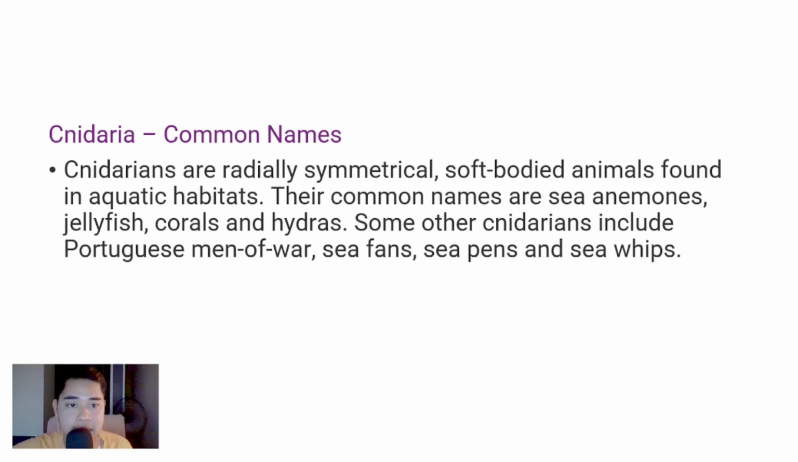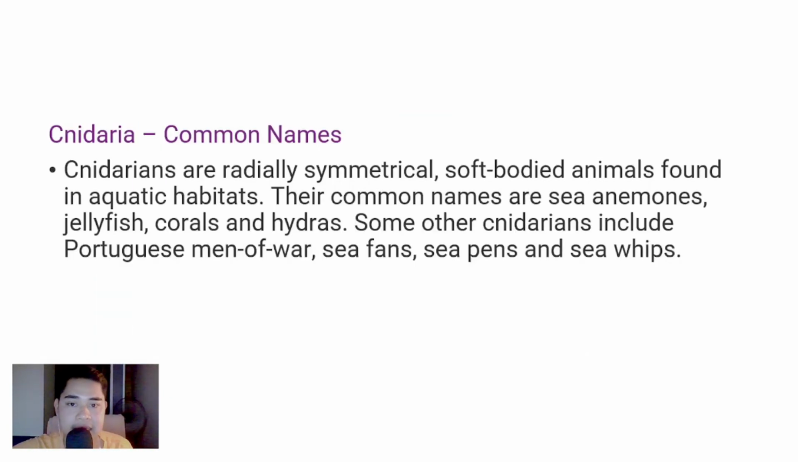Their common names are sea anemones, jellyfish, corals, and hydras. Some other cnidarians include Portuguese men of war, sea fans, sea pens, and sea whips. So this is an example of a Portuguese man of war. It looks like a jellyfish. It has similar characteristics of a jellyfish. And this is a very common animal that should be avoided underwater because they can sting and cause harm on our skin.